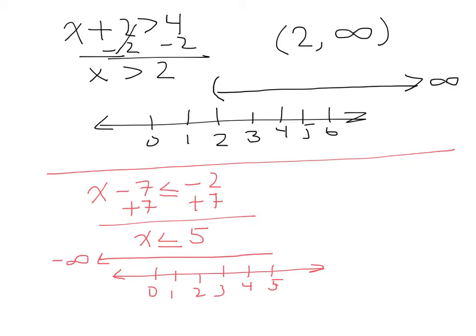Now because I have an equal sign here, I'd bracket the 5. So when I want to write my interval, I would go from negative infinity to 5, and notice I never put a bracket on infinity, and I would go up to 5, and I do bracket 5 in this case because I have equality. So hopefully this helps explain it.